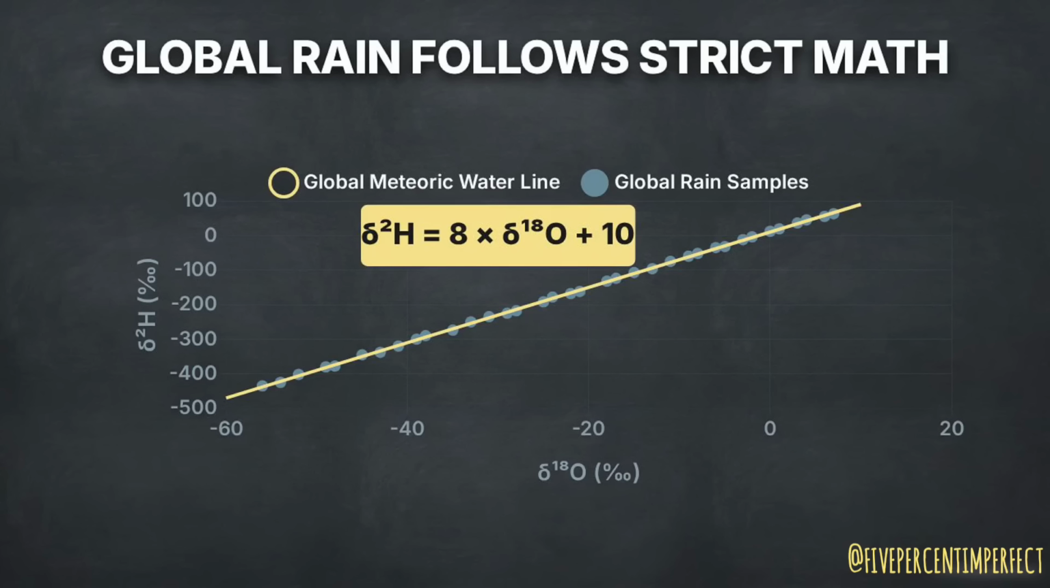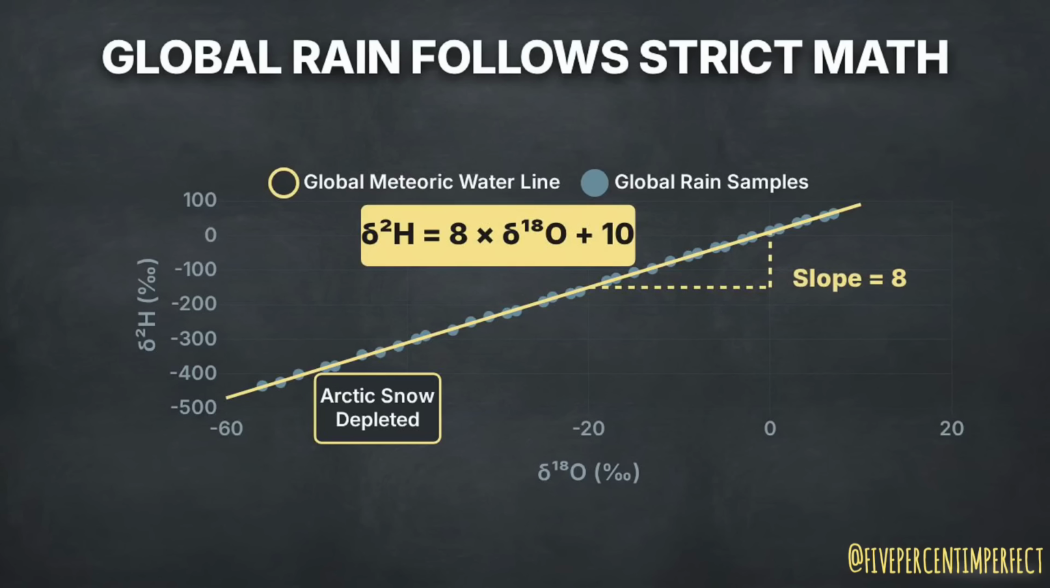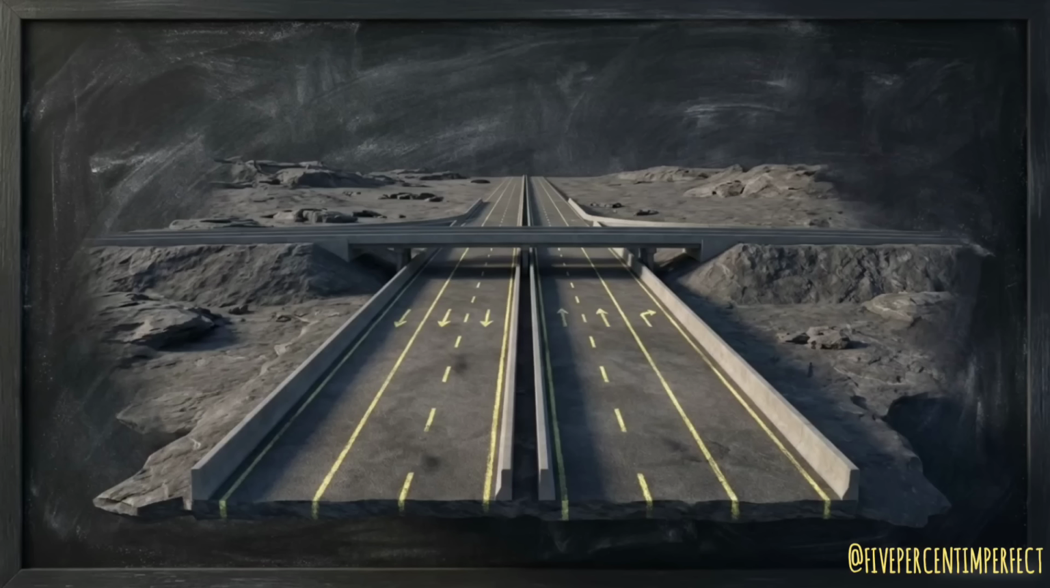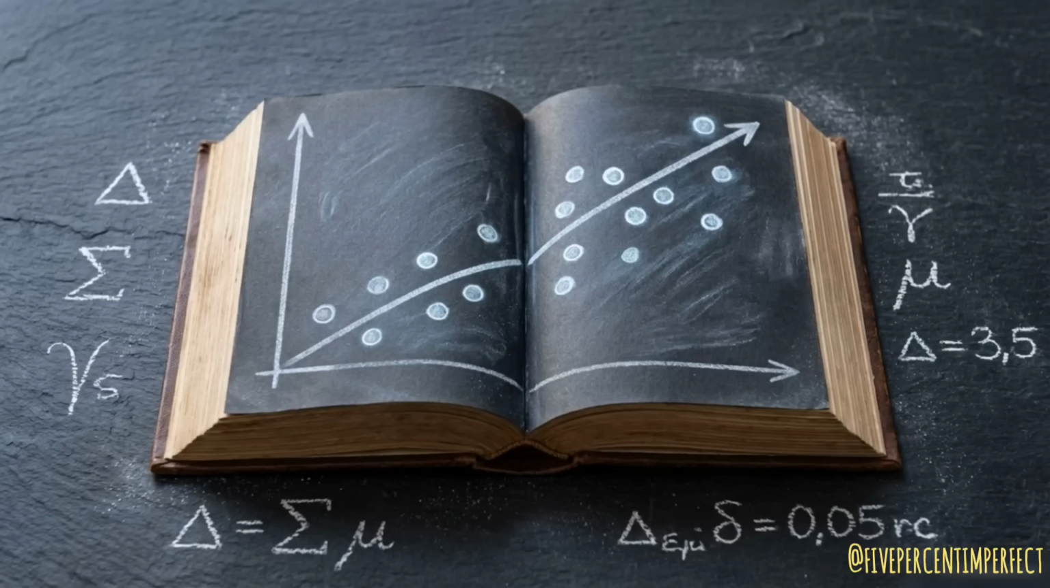The exact position on the line correlates to geography. At the extreme bottom left, we find the severely depleted negative values of Arctic snow. Conversely, the isotopically heavy, enriched rains of tropical monsoons cluster at the top right. You can think of the Global Meteoric Water Line as an interstate highway. Regardless of where precipitation falls on Earth, it must travel along this exact slope of 8. This structural alignment proves that global precipitation is bound by unified thermodynamic laws, providing us with a reliable bedrock for all subsequent regional analyses.